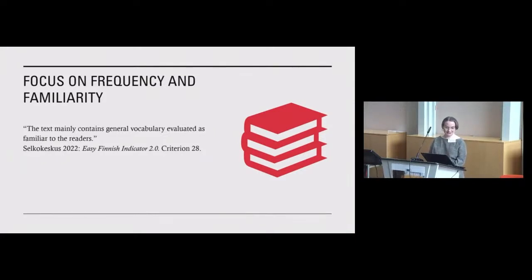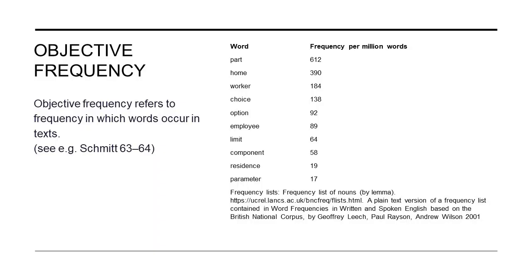And the first criterion related to words is: the text mainly contains general vocabulary evaluated as familiar to the readers. One way of assessing word frequency in linguistics is called objective frequency. It refers to the frequency with which words occur in texts. So you basically take a text and count how many times a word occurs in that text. It's one of the most important parameters in linguistics for describing words.